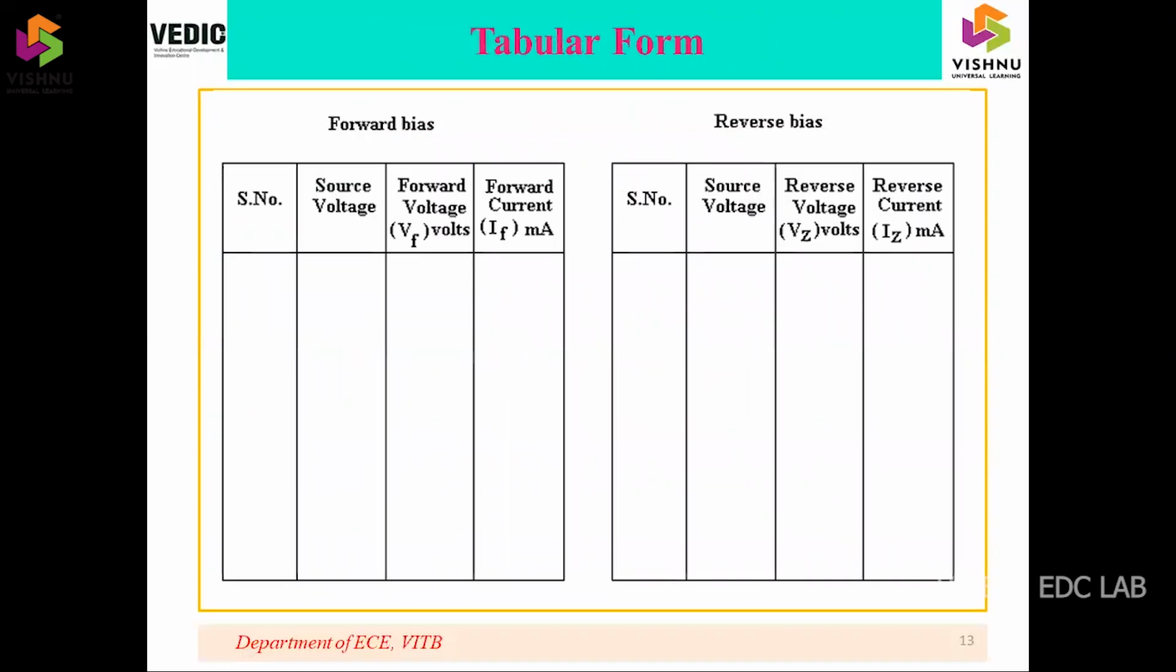And these are the tables used to tabulate the readings. For forward bias, we need to write the source voltage, forward voltage, and forward current. Whereas for reverse bias also, we need to tabulate the source voltage, reverse voltage, and the reverse current. Here the forward current and reverse current are both in the milliamperes range, since the Zener diode is a heavily doped diode compared to the ordinary diode, and it can be operated in the breakdown region.